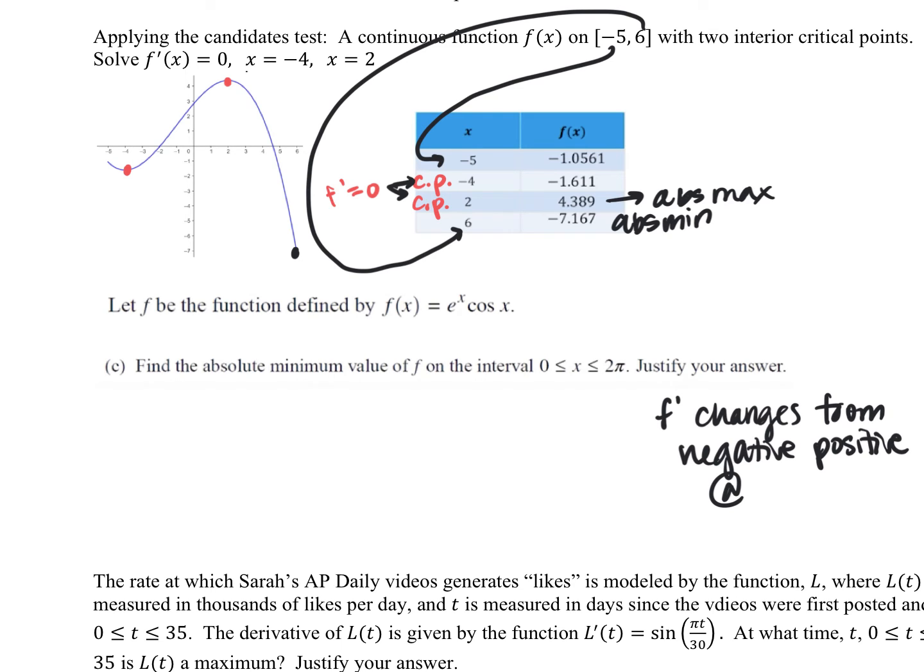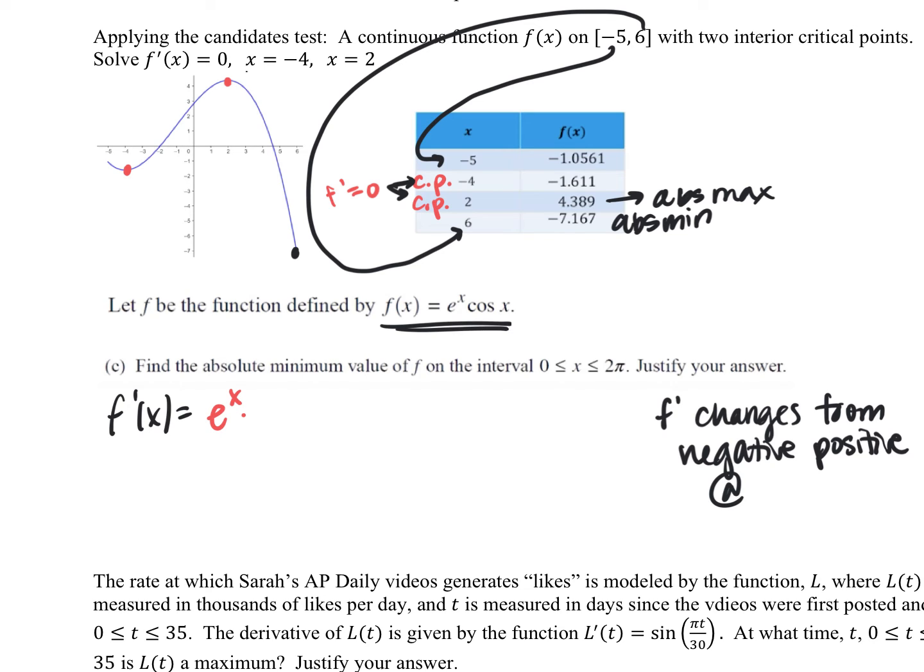F prime changes from negative to positive. We've got to go find f prime. Ooh, I snarled, because what rule do we have to use to find f prime? Nah, this is product rule, not chain rule. Okay, f prime. What is the derivative of e to the x?